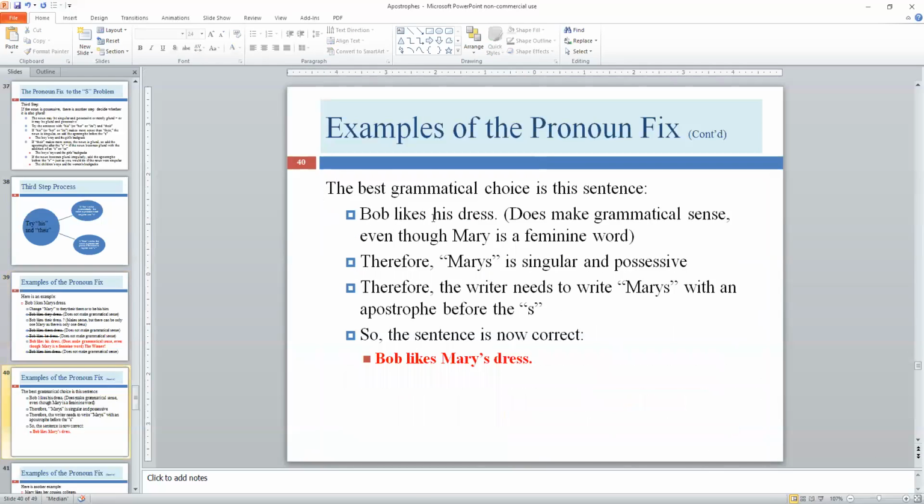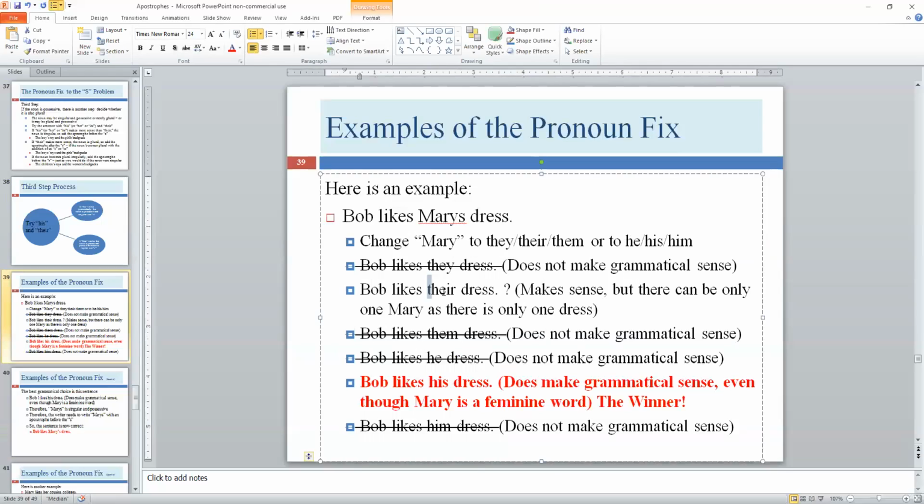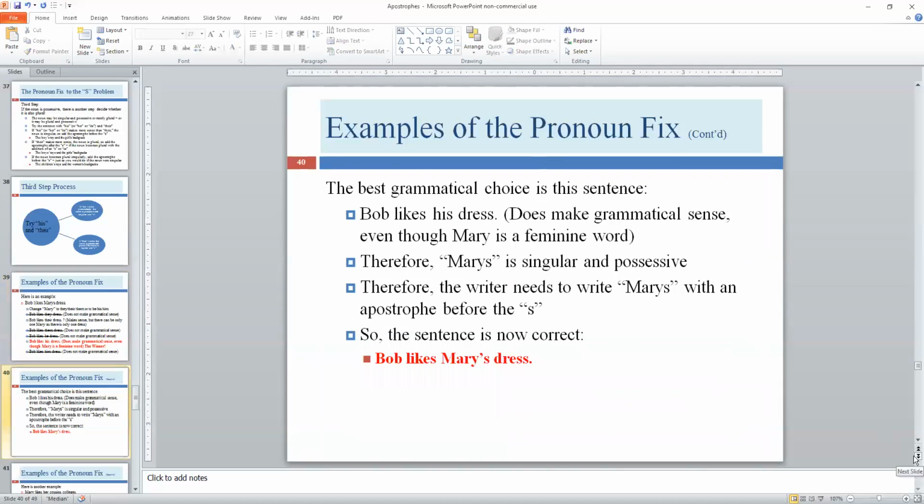So we like Bob likes his dress best. Because we like his better than their, we know that we only have one Mary, right? And of course, we're the writer in the sentence. We know exactly how many Marys there are because we're the one writing the sentence. And so because there's only one Mary, we're going to put apostrophe S.